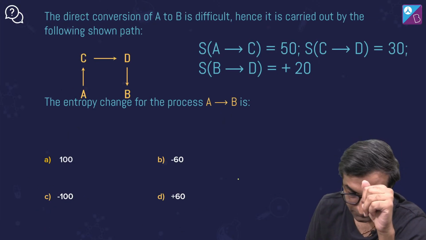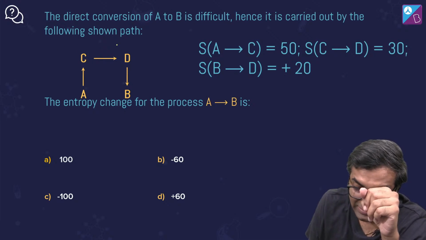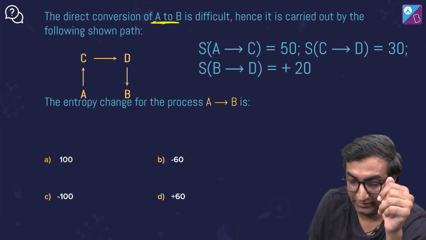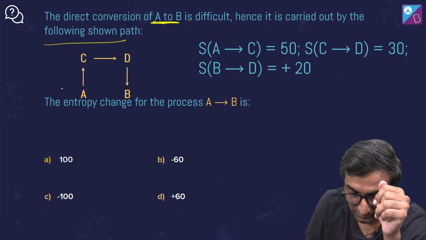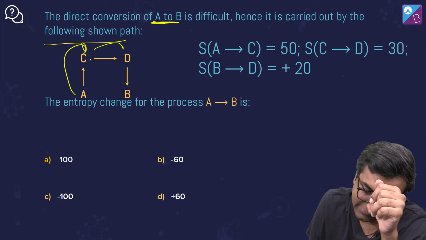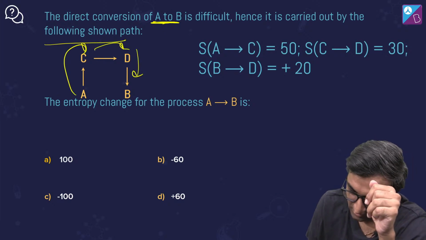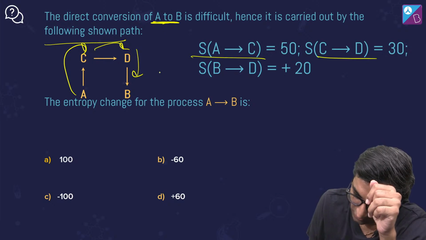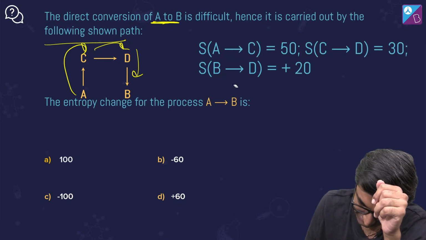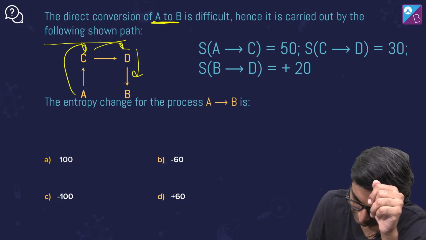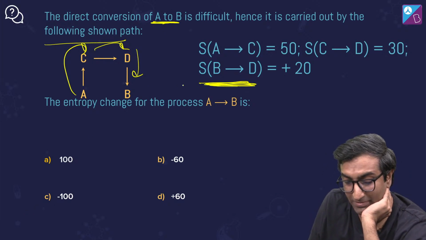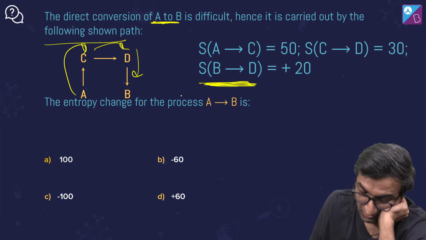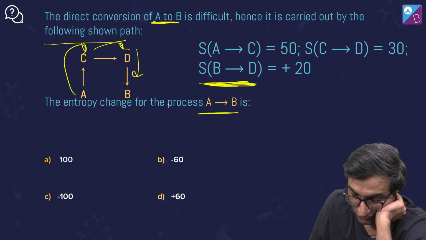Okay, how about this one? The direct conversion of A to B is difficult. So हम लोग उसको carry out करते हैं इस path में. पहले A से C जाते हैं, फिर C से D और D से B. ठीक है? And I've given you the entropy of the 3 processes. ठीक है, A to C, C to D and B to D. B to D, अच्छा D to B नहीं, B to D. ध्यान से देखो, B to D दिया है, not D to B. Okay. What is the entropy change of A to B?